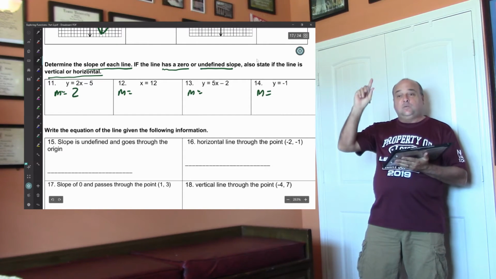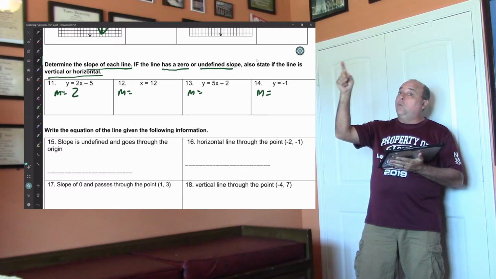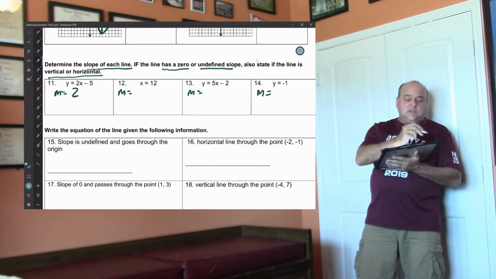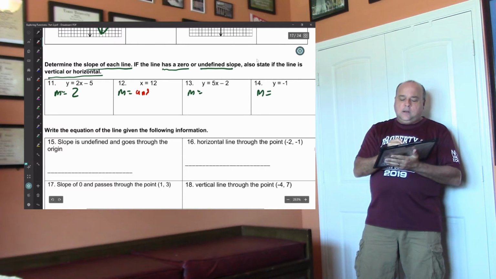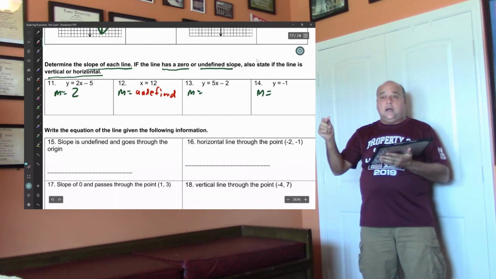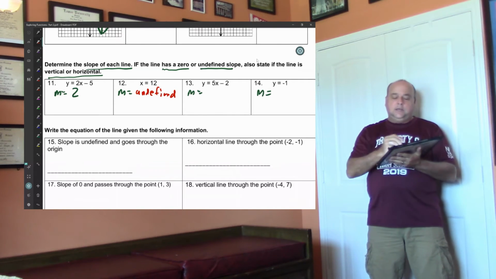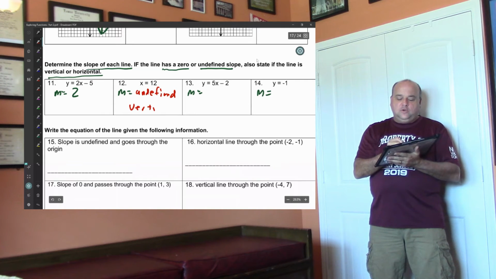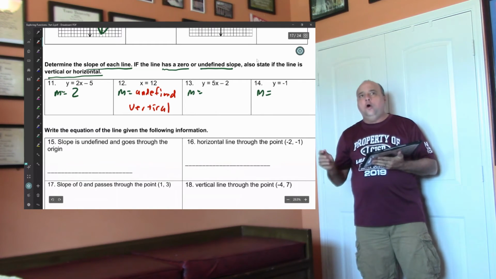Okay, on the next one, it's x equals. X equals what again? Look at your notes. It's undefined, right? Now then, if it's undefined or 0, we're going to write down vertical or horizontal. Undefined is vertical. You're going to do the next 2 on your own.